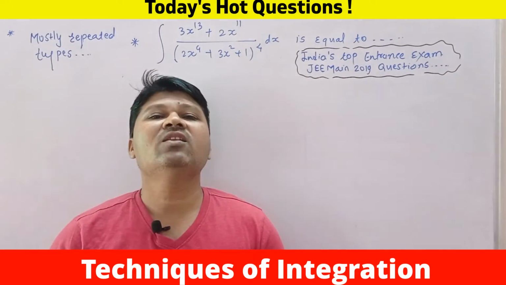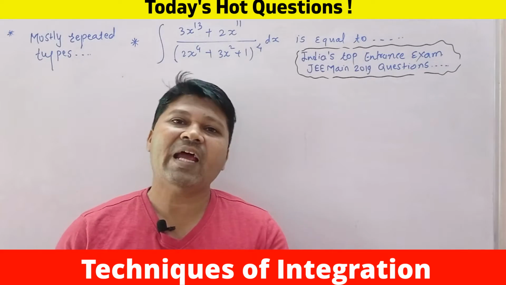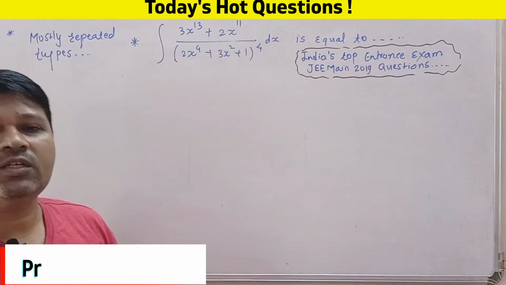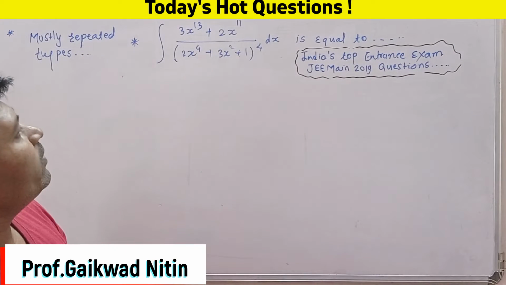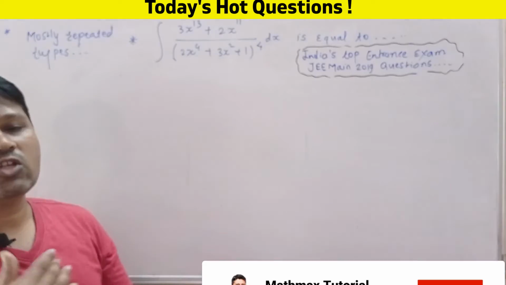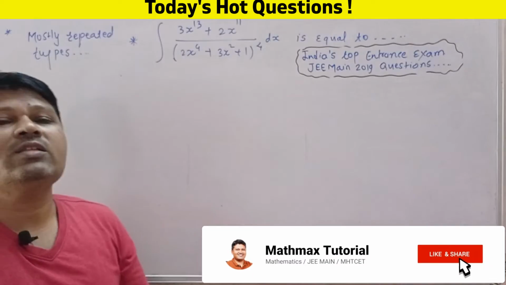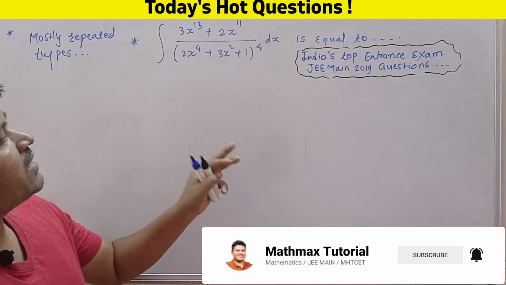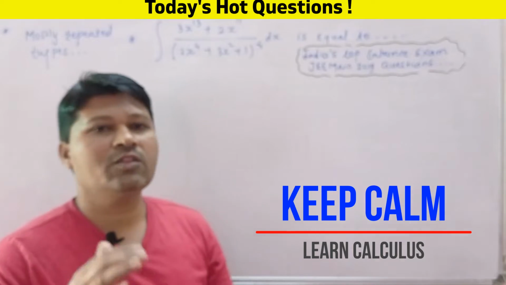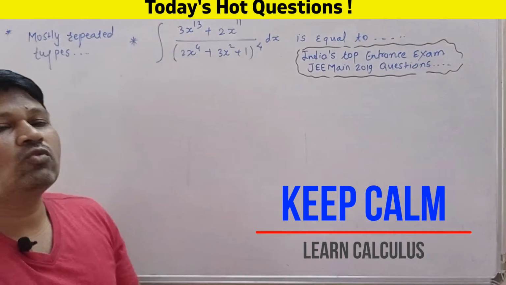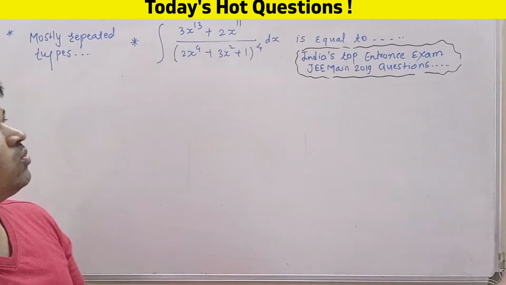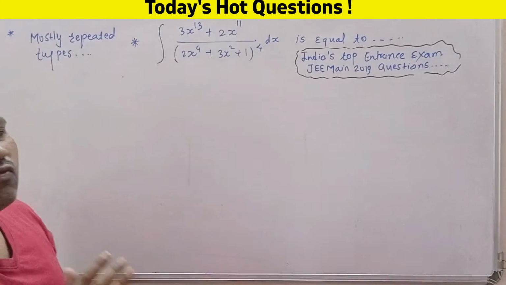Today we have seen questions on integration, and today's example is the integral of (3x^13 + 2x^11) divided by (2x^4 + 3x^2 + 1)^4 dx. What is the exact solution? This is actually from India's top entrance exam, JEE Main 2019. This is a mostly repeated type of question. Now let's start finding the solution.